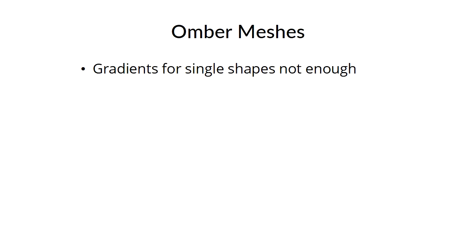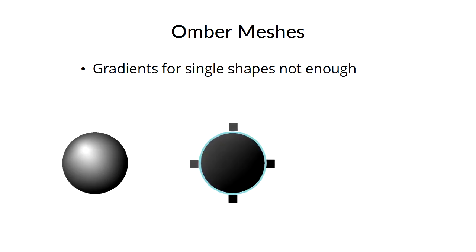Omber then goes a step further. Although Omber's gradients are powerful, sometimes even that's not enough. Sometimes you draw a shape where you want certain colors on the inside of the shape. So with this ball, we want it to be gray around the outside, but white in the middle. If you make a circle in Omber, Omber only lets you assign colors to the outside of the circle, so it's not possible to put a white color in the middle.